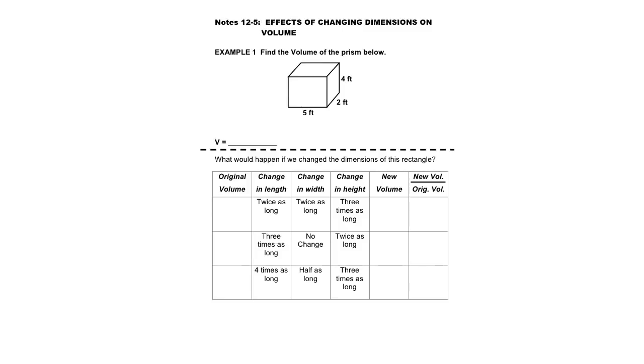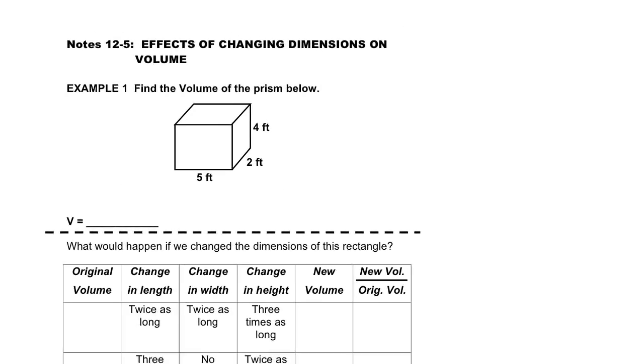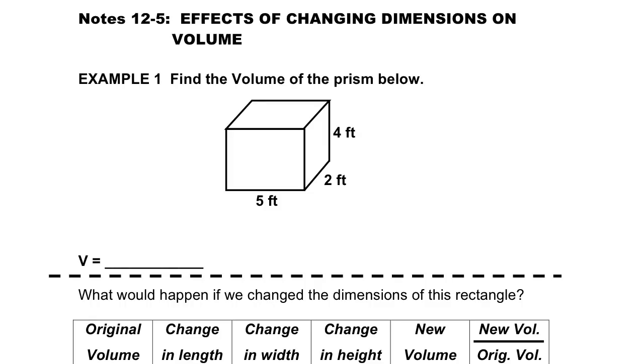All right, guys, so today we're going to talk about effects of changing dimension on volume. And if you remember, we did a section that was effects of changing dimension in area, and this is very, very similar. So what we're going to do to start off is find the volume of this cube, and I'm going to do it in two ways. There's the old way and the way we just learned.